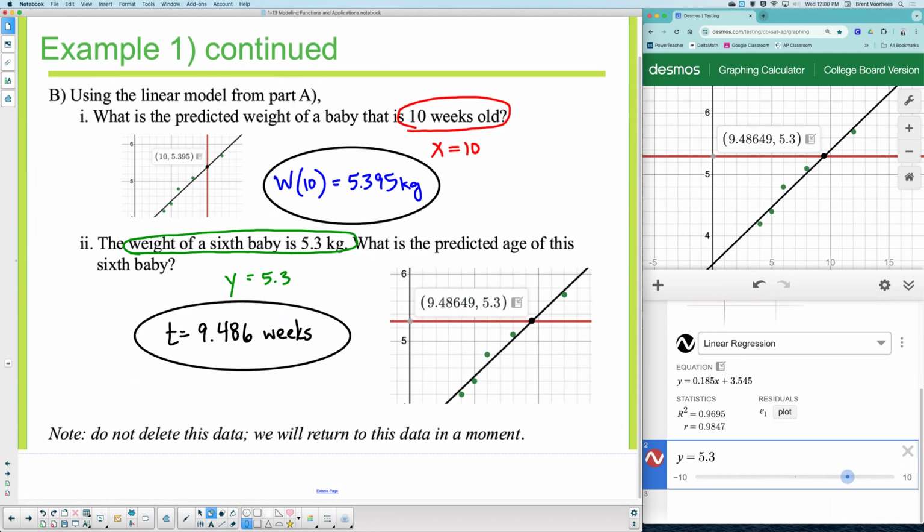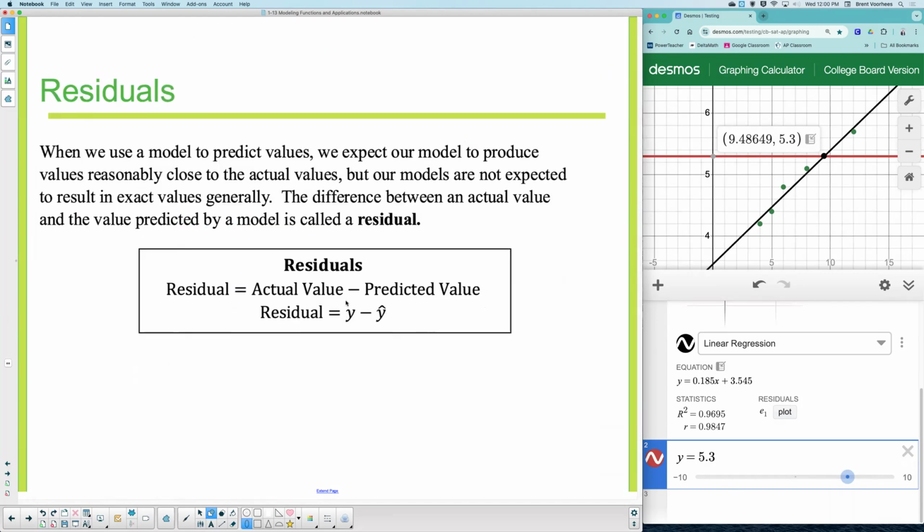All right. Now, as the slide says at the bottom, don't delete this. We're going to return to it in just a second. Okay. Am I ready? Are y'all good? Move on. All right, good. Now, next thing we're going to look at, it's called residuals.